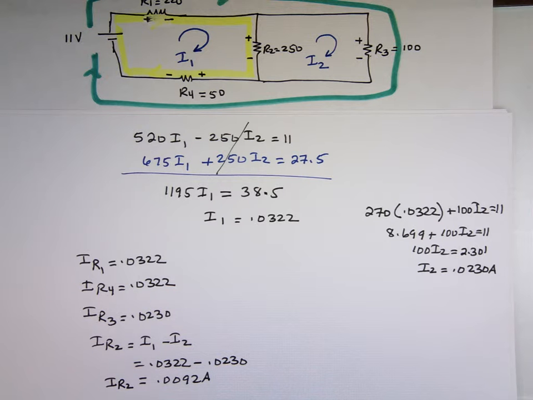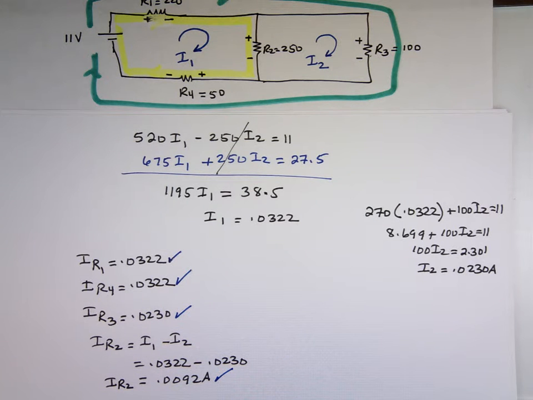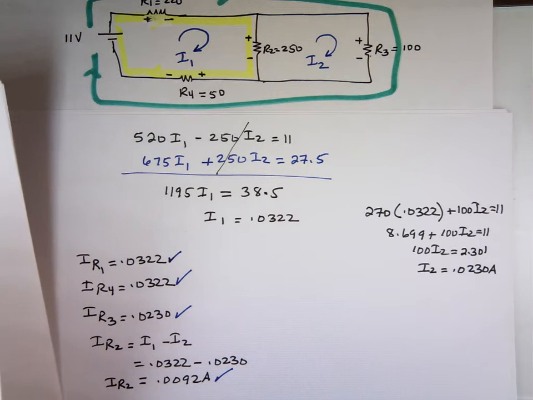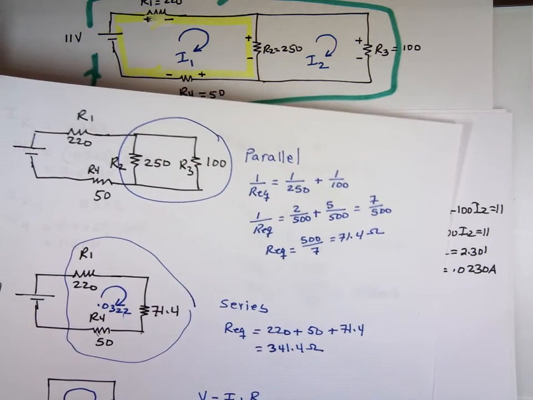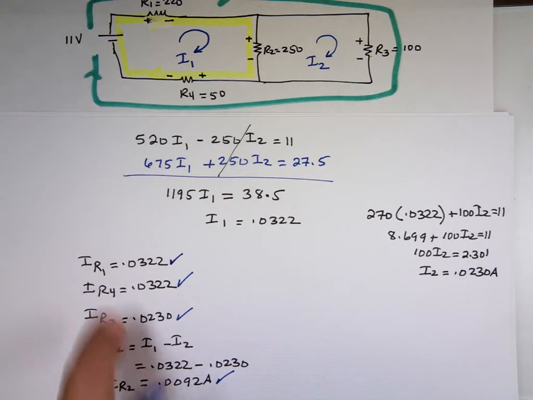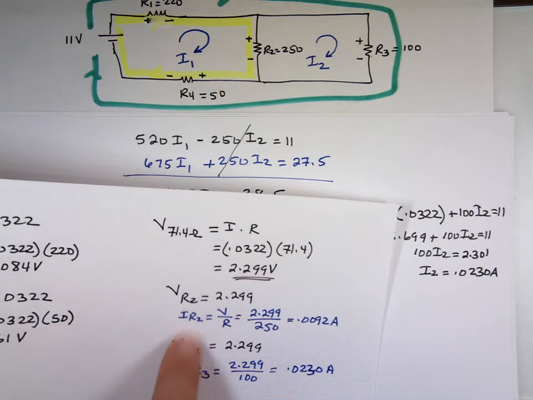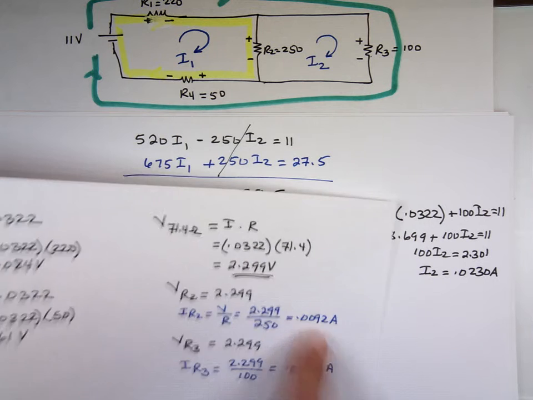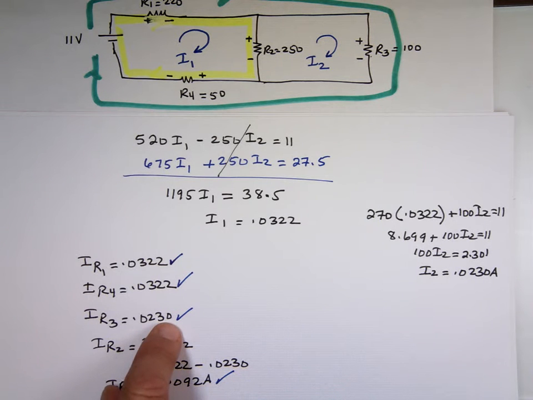Let's see if these are correct. So this is R sub 1, the current through it, R sub 4, R sub 3, and R sub 2. We did that problem earlier today, with a different method. Which problem was this one? That's this one. So let's see what my answers were. The current through R sub 1, 0.0322. The current through R sub 4, 0.0322. The current through R sub 2, see that? 0.0092. And the current through R sub 3, 0.0230. Same exact answer.